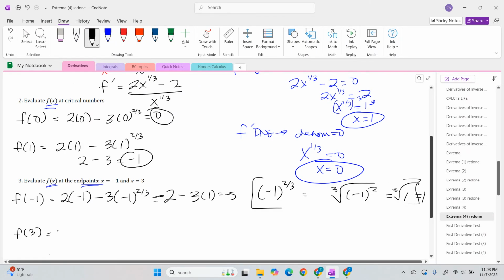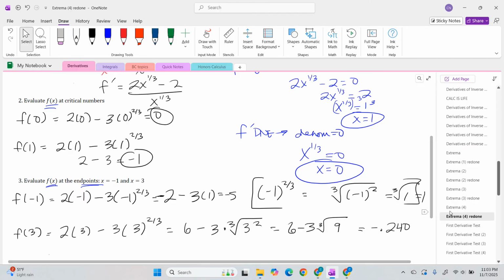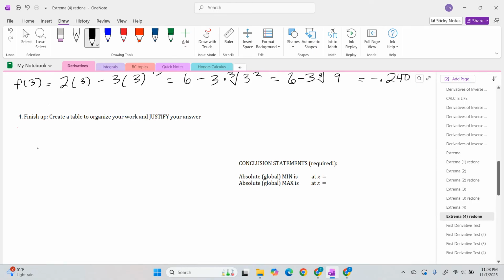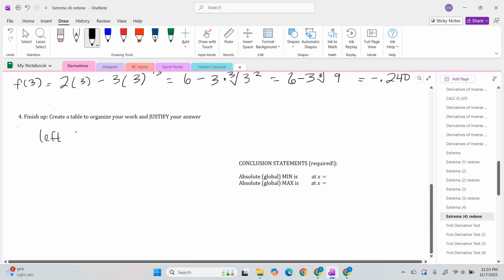All right, and then I have f of 3. So that would be 2 times 3 minus 3 times 3 to the 2/3. Okay, 6 minus 3 times, how am I going to do this? That'd be the cube root of 3 squared. 6 minus 3 times the cube root of 9. All right, that's not going to work out well for me. If you did it on a calculator, you would get negative 0.240. And that's okay. You're just going to have a decimal in your table. Not a big deal.